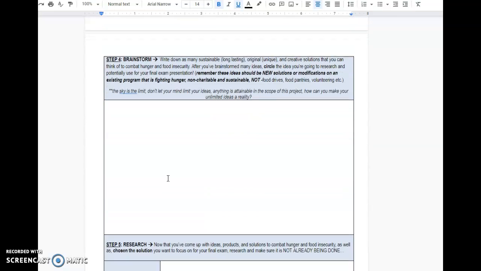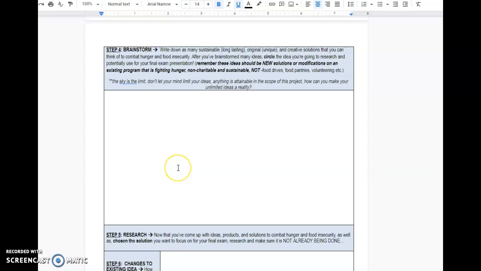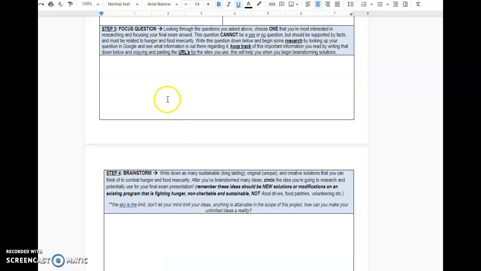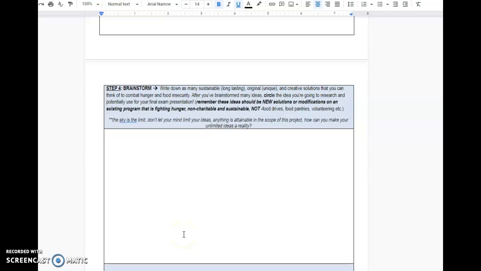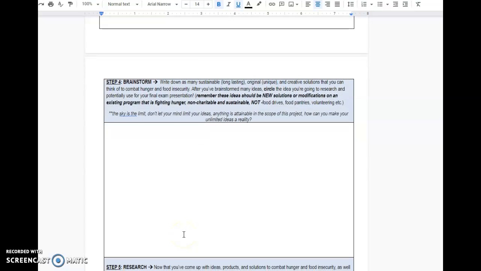If you keep scrolling down, now it's time to look at sustainable solutions. List any sustainable solutions that you can think of regarding your focus question and your focus problem. So maybe you're focusing on food waste or food deserts or malnutrition or anything like that.